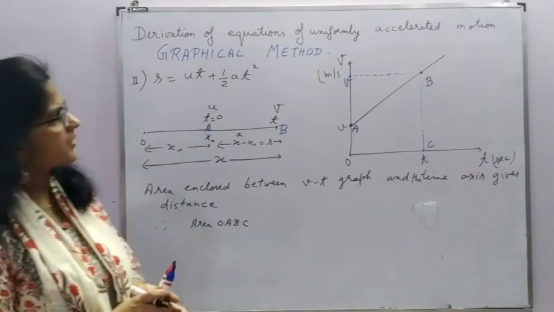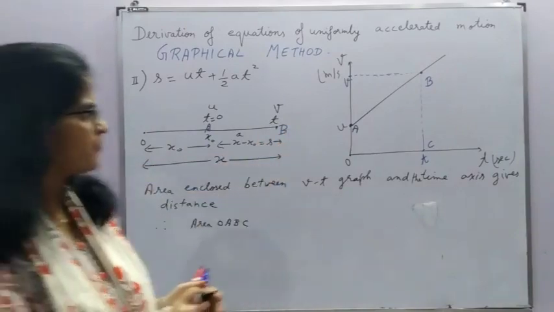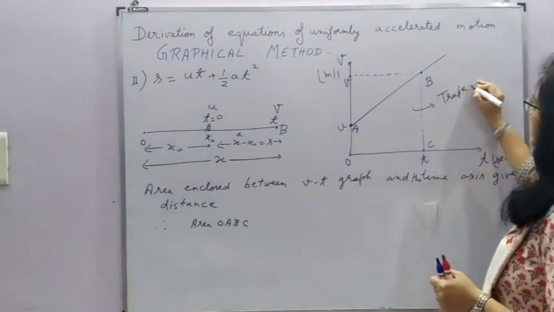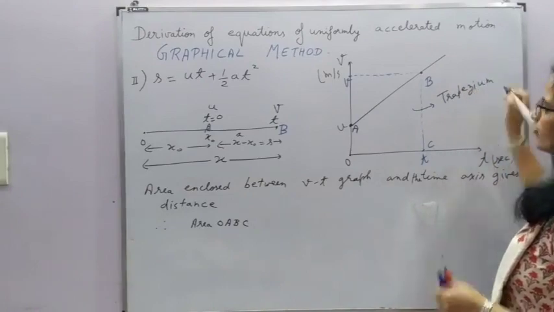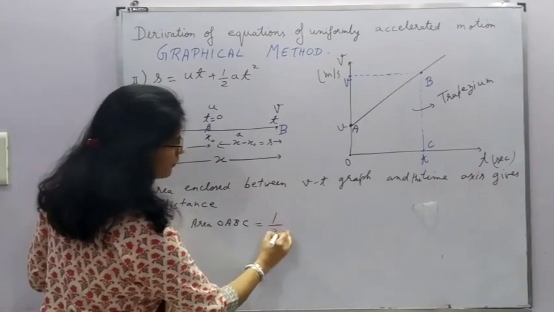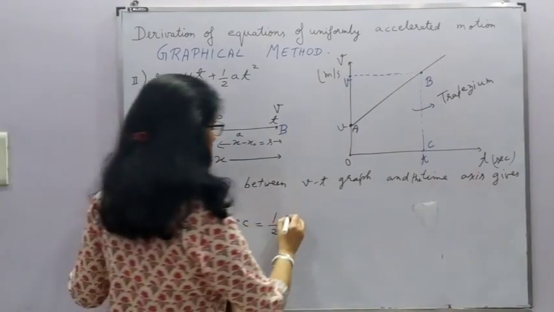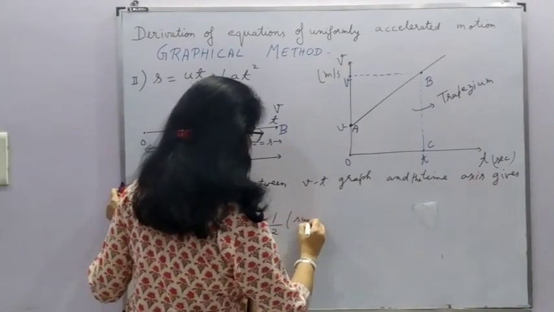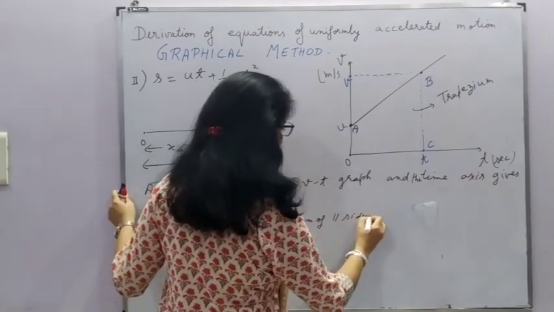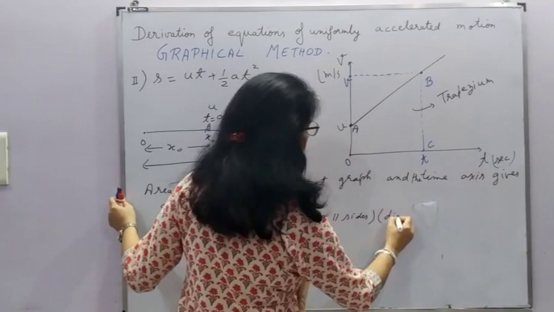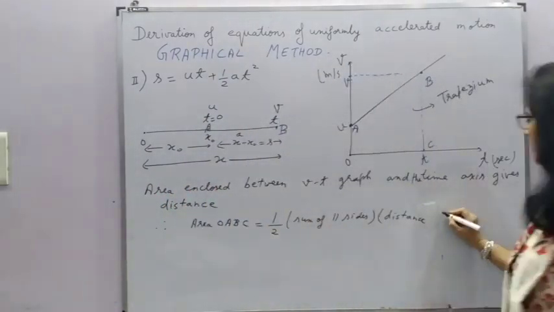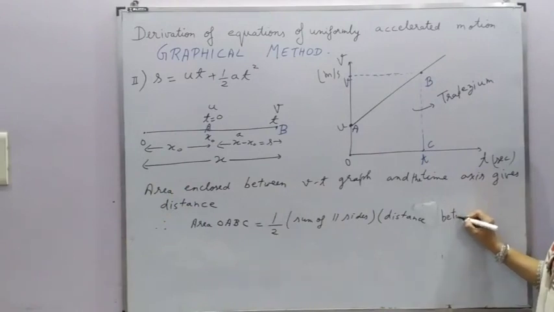Which geometrical figure is it? This one is a trapezium. So we know that for a trapezium, the formula for the area is half into the sum of its parallel sides into the distance between the parallel sides.